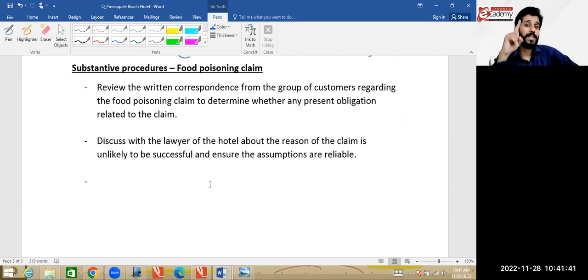And one more important thing. You must read the minutes of the BOD meeting, because sometimes it happens in real life that, for example, I am the board director and I have the decision-making authority. I have received this claim, and I say, okay, give them money and settle this. So you must read the minutes of BOD meetings related to the claim.